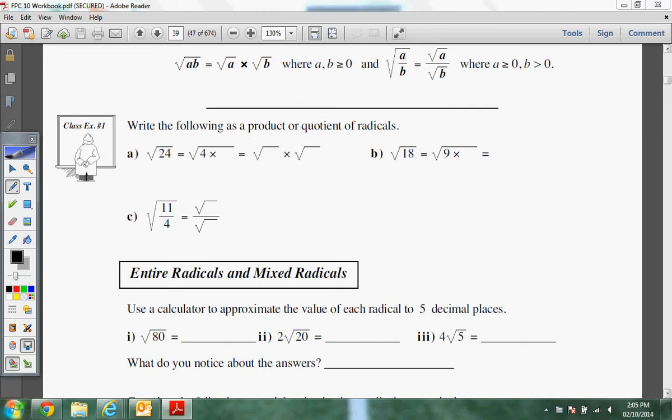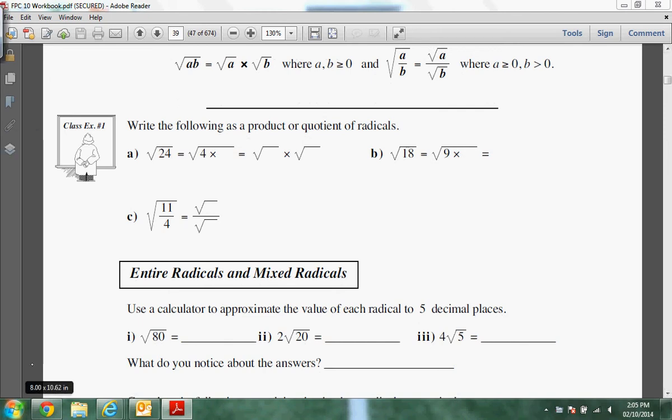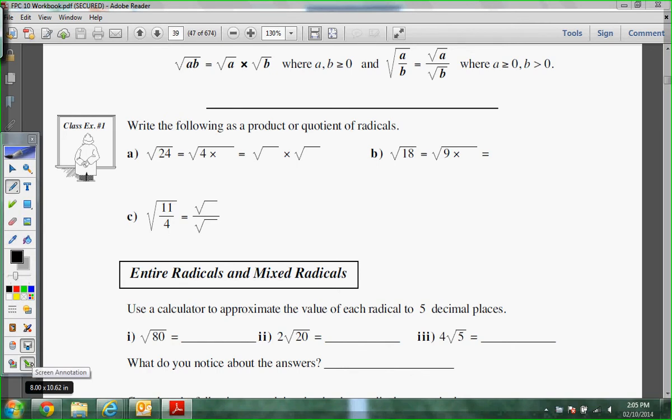So this wants me to finish this. If I have 24, 4 times what's 24? 6, so then I can break this up to root 4 and root 6. Okay, 18 is 9 times 2, so I can break this up into root 9, root 2.